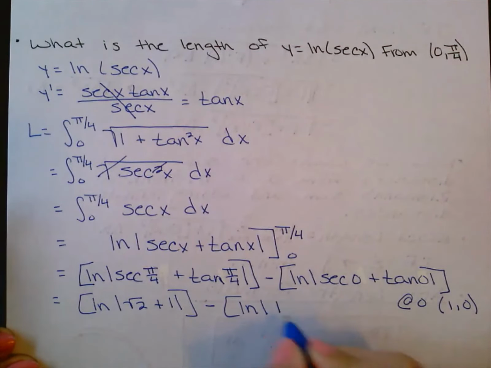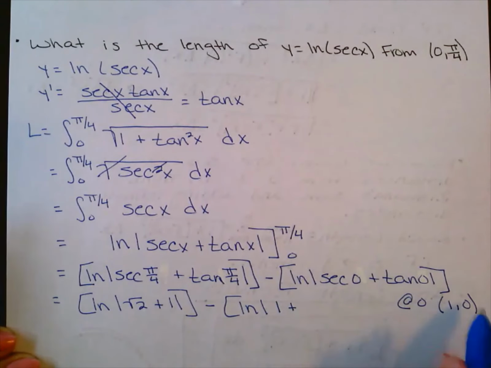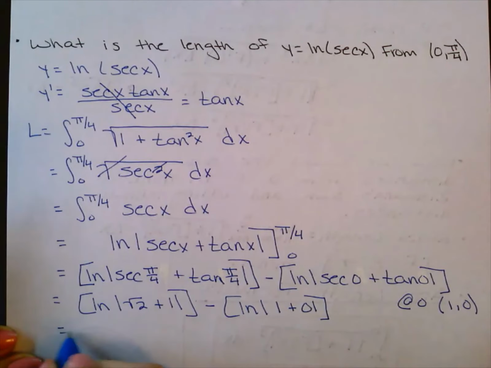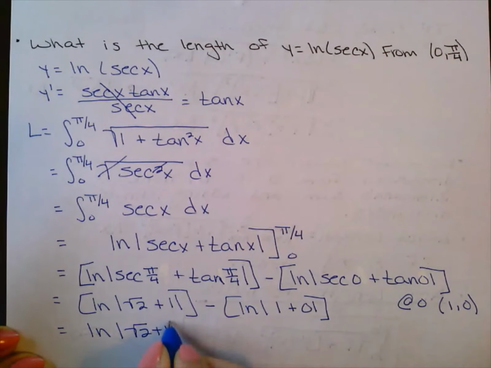So secant of 0 is 1, plus tangent of 0, which is the sine divided by the cosine. 0 divided by 1 is 0, okay? So now here I have ln absolute value of radical 2 plus 1. Technically, don't need those absolute values anymore, guys, because radical 2 plus 1 is positive. And then I have minus ln of 1. And again, 1 is positive, so I don't really need those absolute value bars.